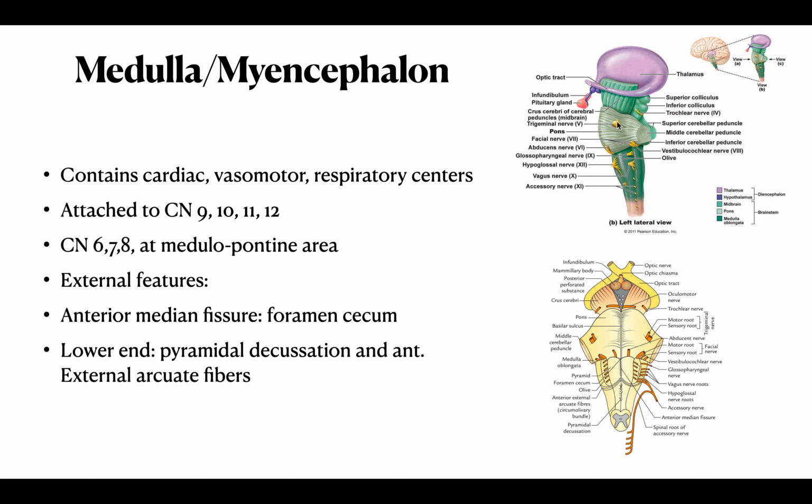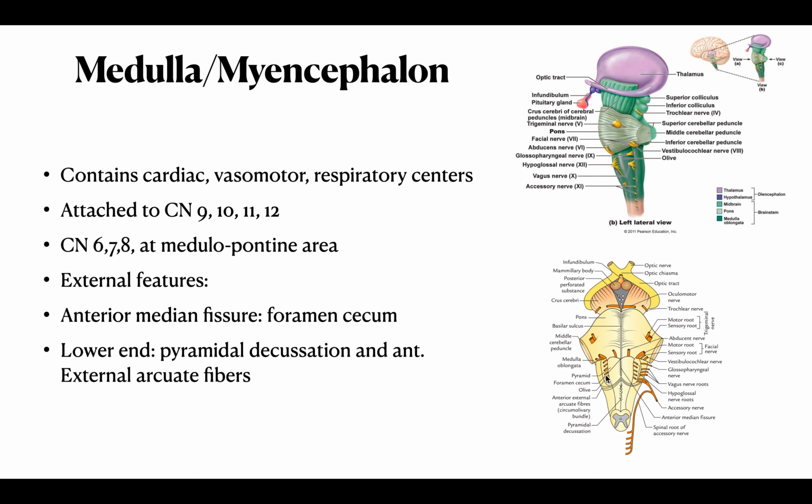And the external features, there's going to be the anterior median fissure, and at the bottom is going to be the foramen cecum, or up here would be the foramen cecum. Sorry, this is the olive. This is the external arcuate fibers. Here's the medulla. So there would be here like cranial 6, 7, and 8. More importantly, foramen cecum is going to be your vomiting center. And then at the lower end, here are the pyramids.